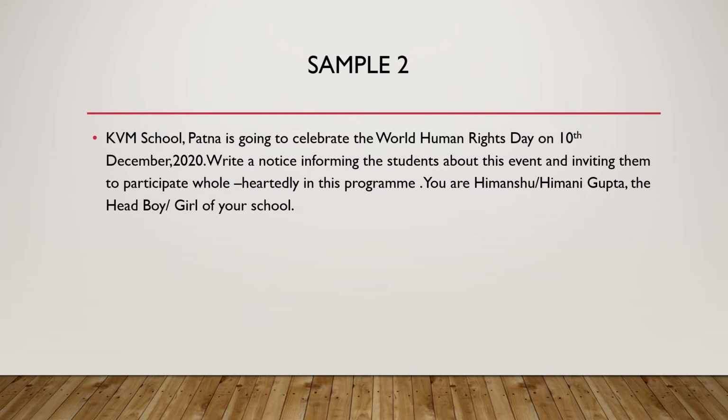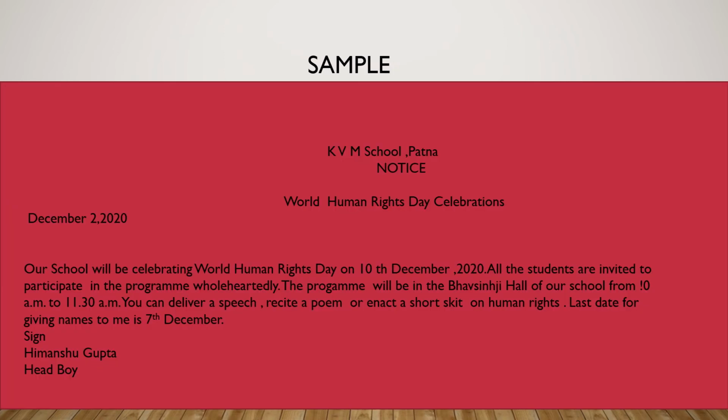Now, some information is not given. That means the date is given, but the timings are not given. Then you have to decide the venue where you want it. You have to decide who can participate and whom to contact if you want to give your name. Now you have to think of all these things and then write the notice. Now let us see how to write this notice based on the instructions I read just now.